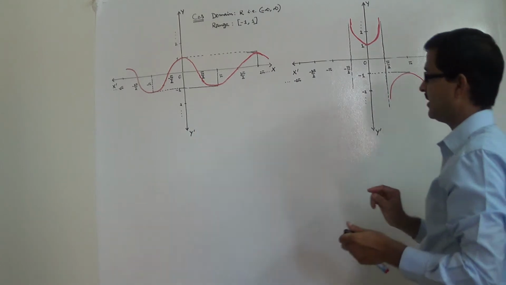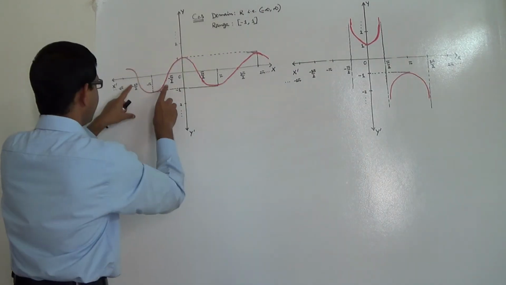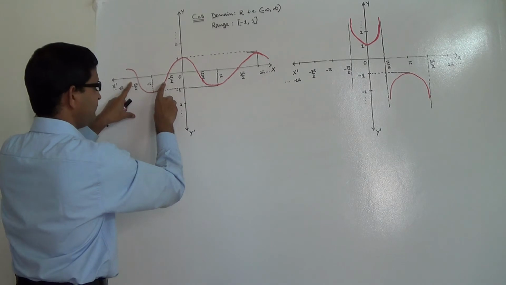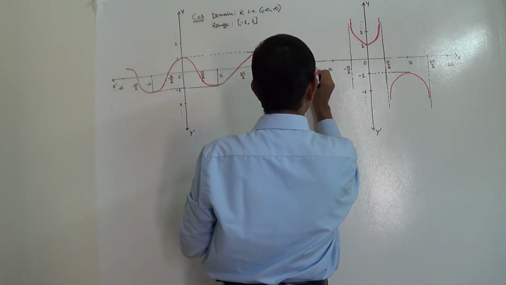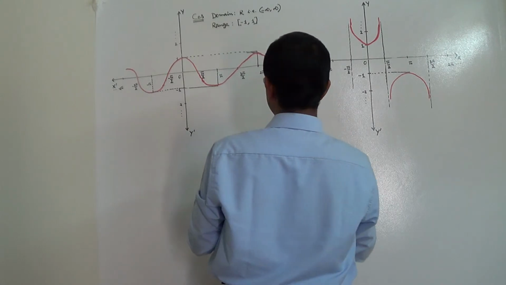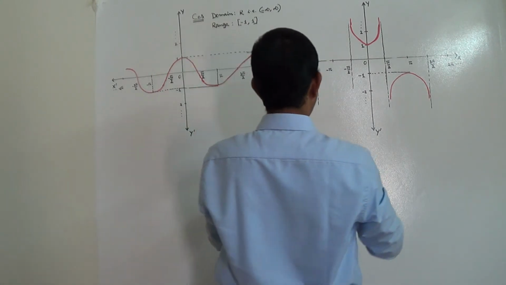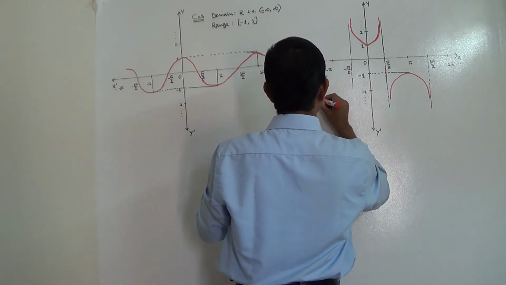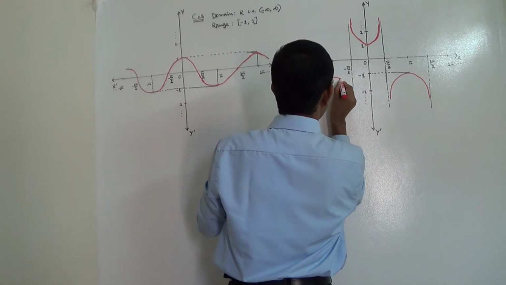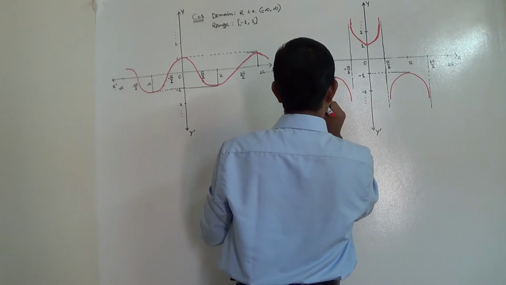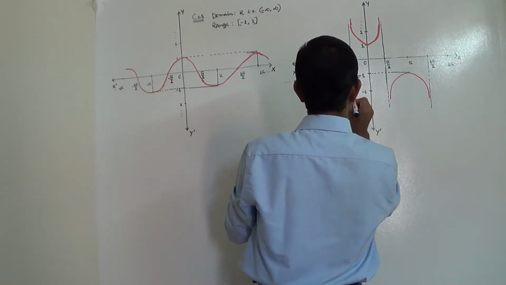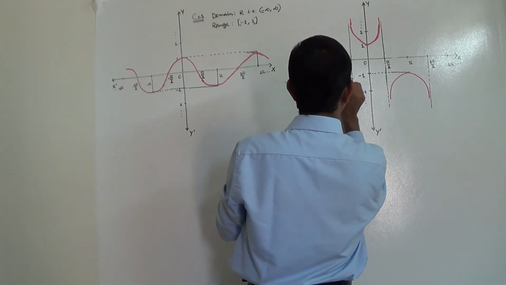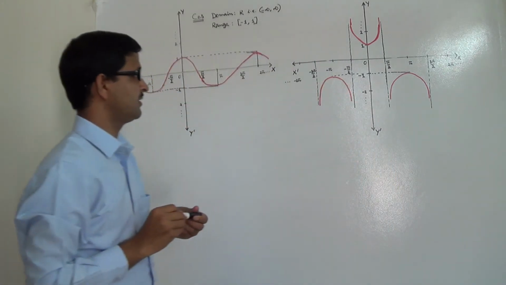Fine. In a similar manner, we can find the curve between minus pi by 2 and minus 3 pi by 2. What will it be? It will be like this. And here it attains the maximum value of minus 1.